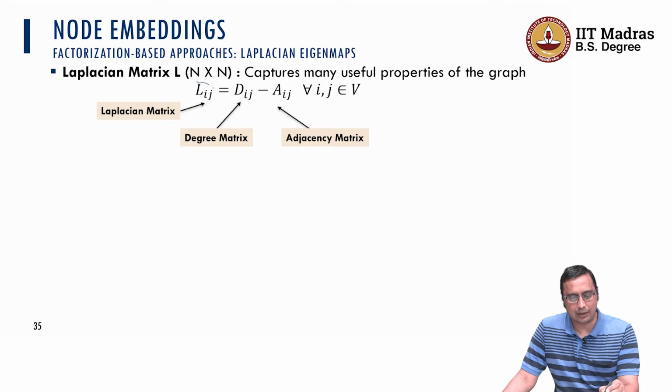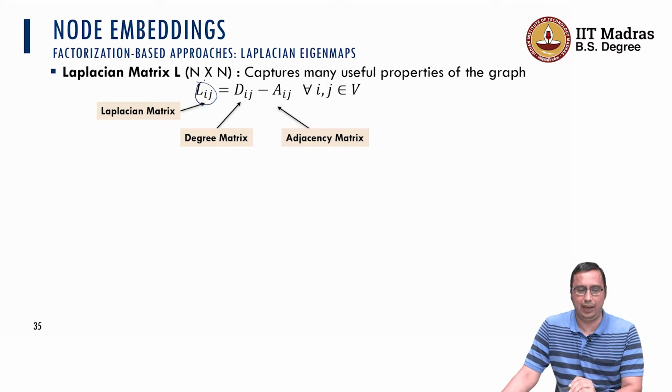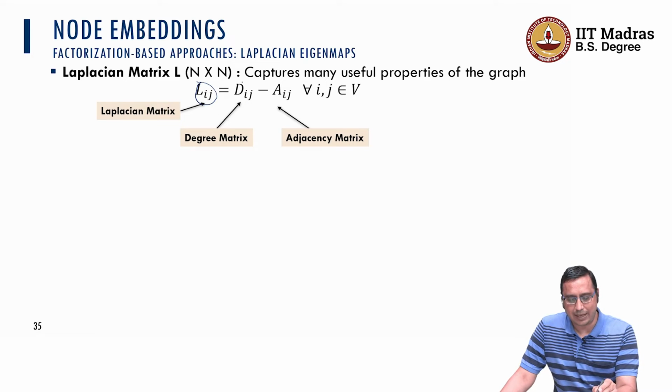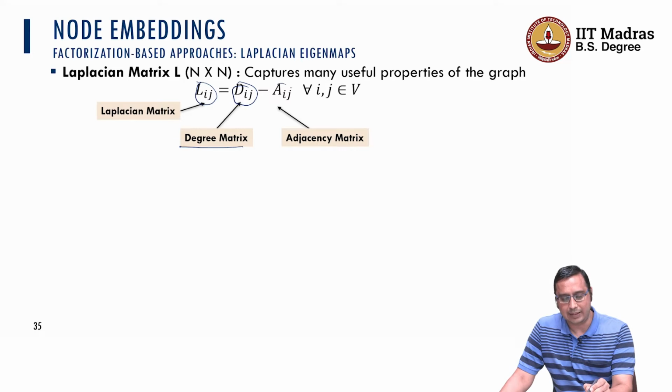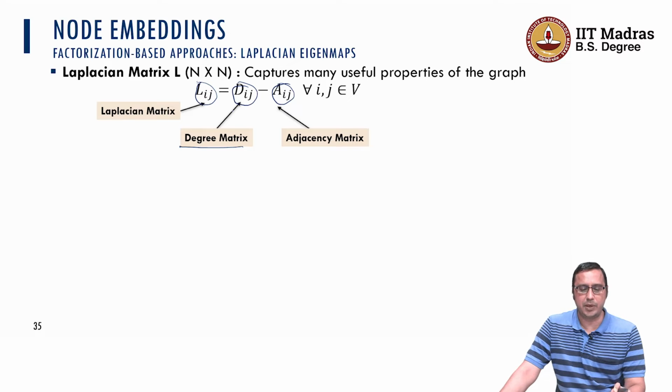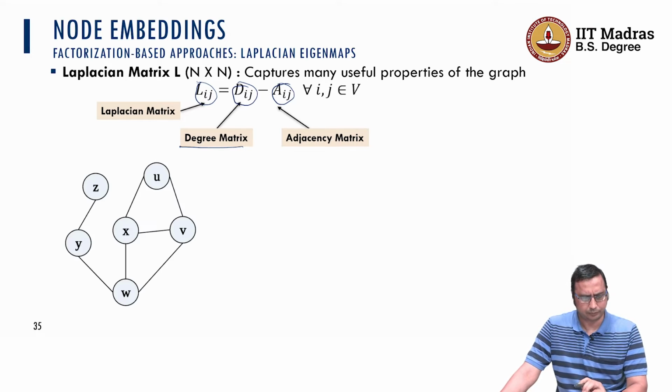The ijth element of L, which is the Laplacian matrix, is the difference between the ijth element of the degree matrix and the ijth element of the adjacency matrix, where i and j are nodes belonging to V. So in principle, the degree matrix minus the adjacency matrix gives a Laplacian matrix.